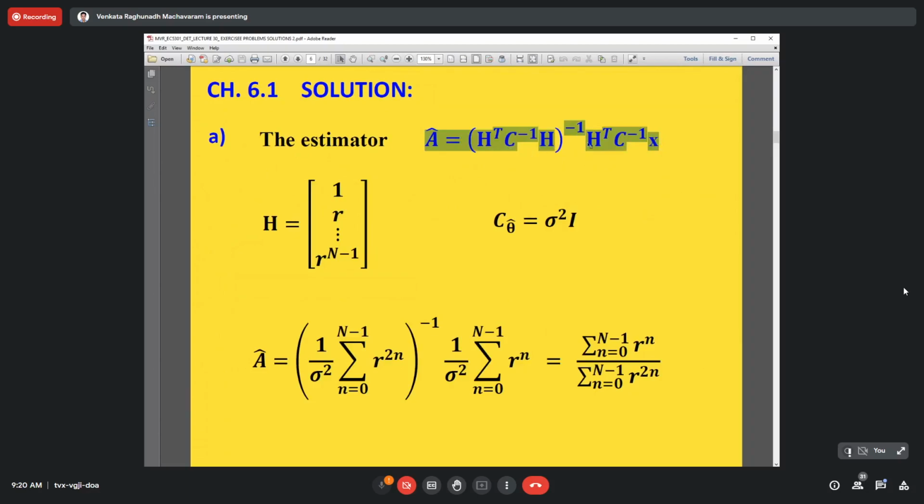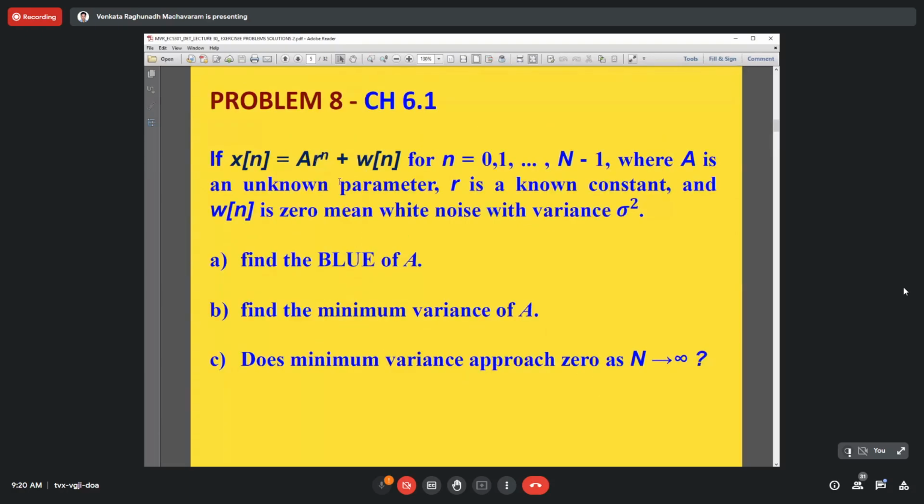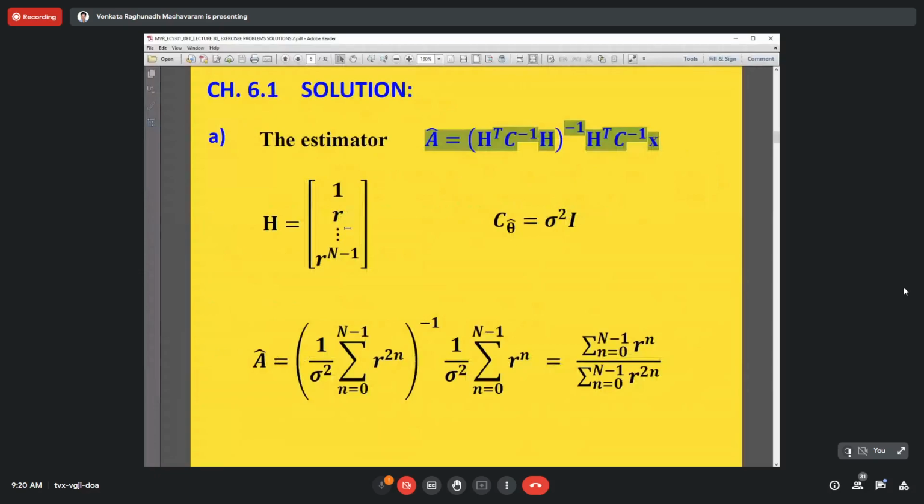H transpose C inverse H, inverse, H transpose C inverse of x. So what is H now? Write it as R power n. It is a row matrix. You can write H transpose as the column matrix 1, R, up to R power n minus 1. C inverse is 1 by sigma square. So A hat is now, substituting, 1 by sigma square summation R power 2n, 1 by sigma square R power n, which is equal to summation R power n divided by summation R power 2n, because the inverse sigma square gets cancelled away. This is what you saw in the previous file, one of the problems.